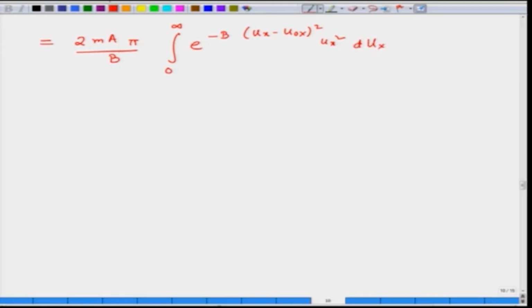Now, you can actually try to evaluate this integration. This is not very easy to integrate and evaluate. One thing you have to do is make u0x equal to 0, and that will make our life simple, and we can easily evaluate the integration. Okay. And what is the physical justification for that?